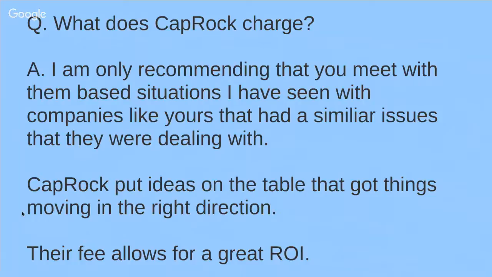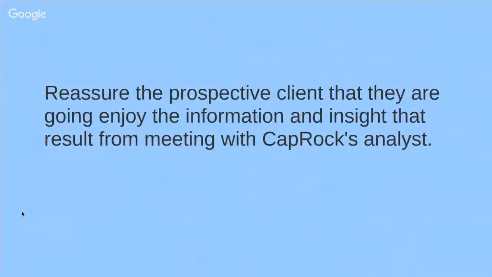On the negotiating side, the return on your investment frankly cannot be beat. I've heard story after story of people that have attended my class or our seminars, and within a week they've already recouped the cost of the seminar. So we want you to reassure the prospective client that they are going to enjoy the information and the insight that results from meeting with Caprock's analysts. These analysts are also very good in their field, and this is not a high pressure situation. This is trying to make sure that the fit is good for both us and them, and we want them to be excited about bringing us in.